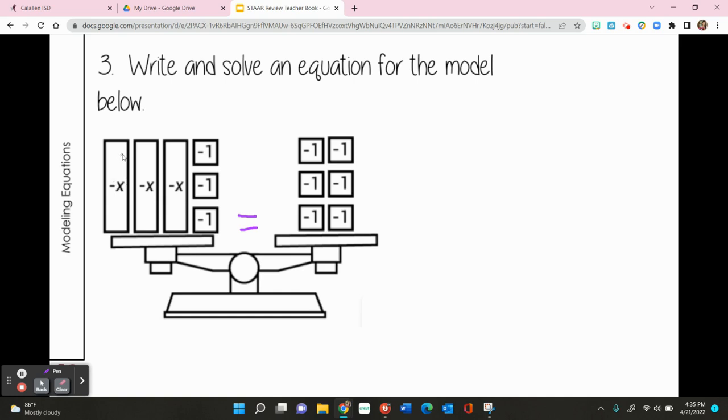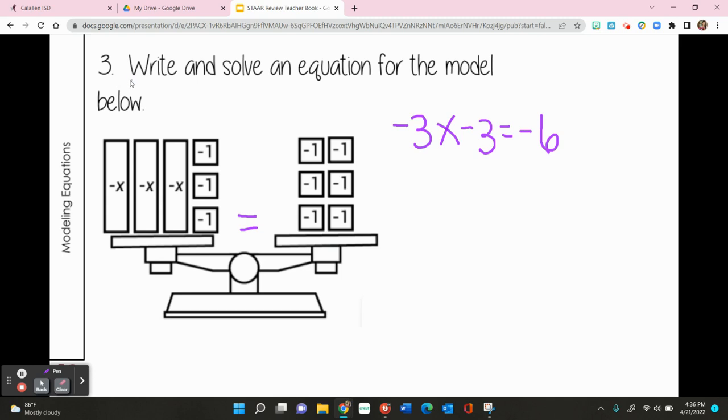On the left side of our scale, we have 1, 2, 3 negative x's. So on the left side, I have negative 3x. And then I have 1, 2, 3 negative 1's, so I'm going to subtract 3. And this is equal to the right side of my scale. On the right side of my scale, I have 1, 2, 3, 4, 5, 6 negative 1's. So on the right side, this is going to equal negative 6.